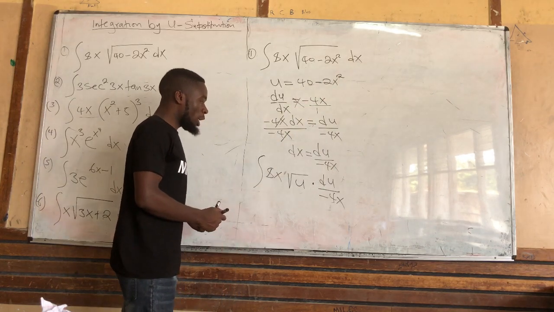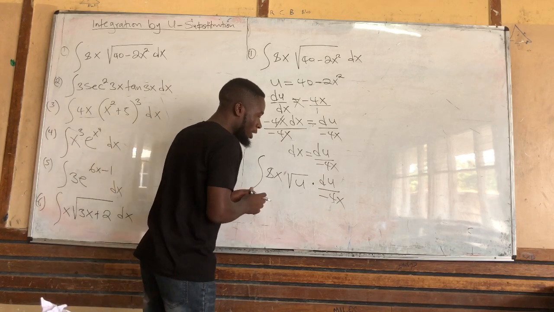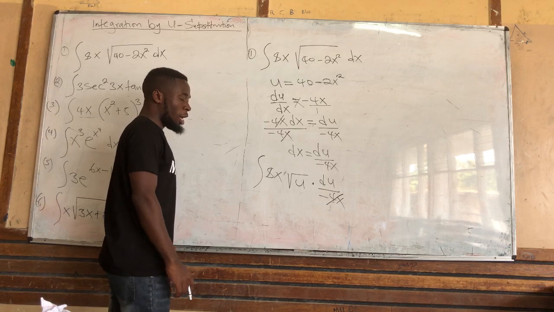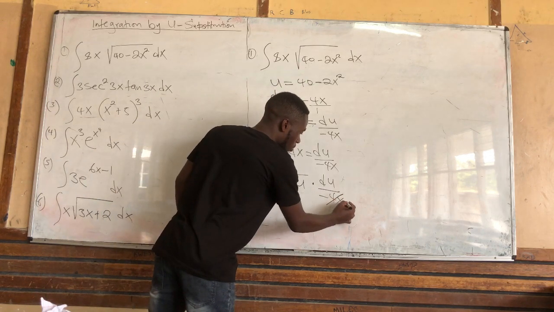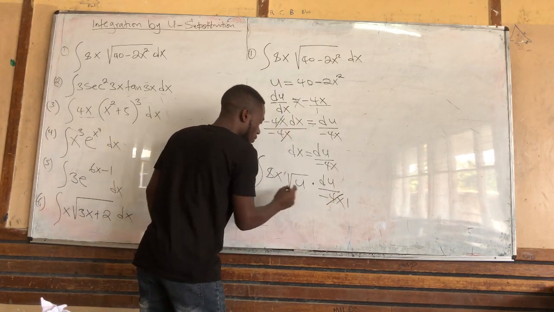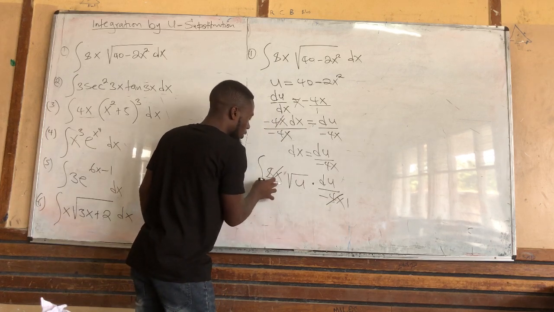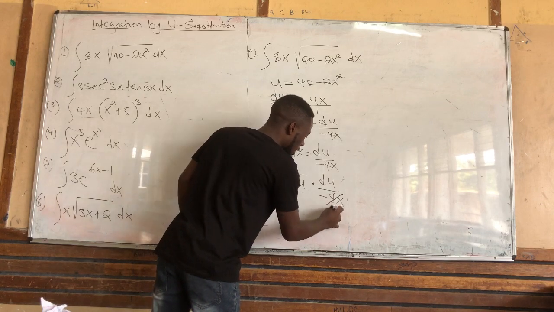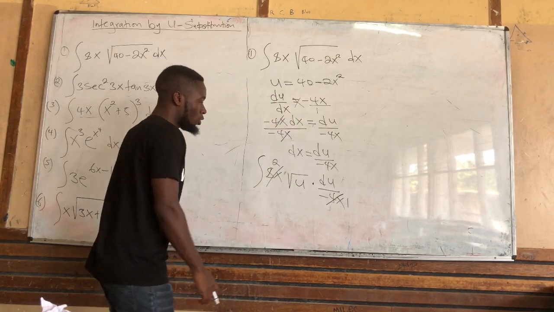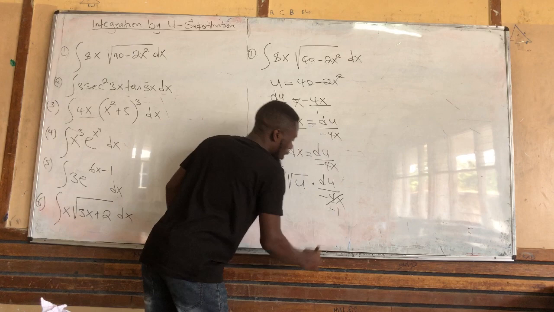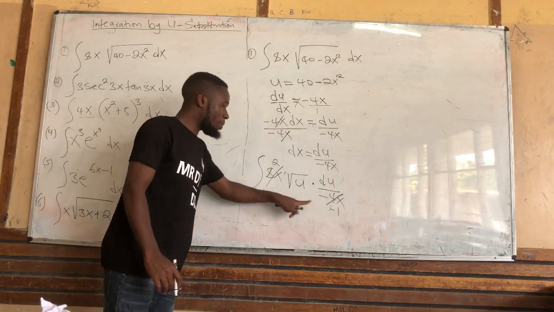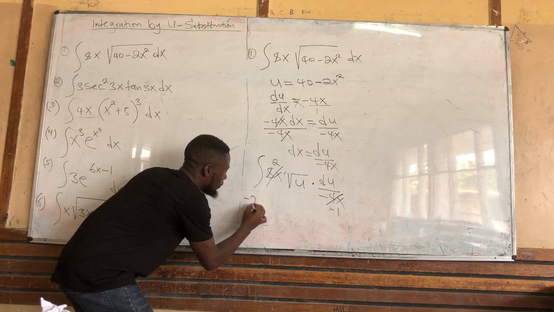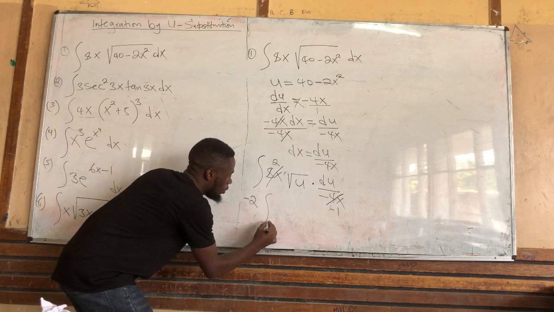What do you do next? From here you can divide: negative 4x into negative 4x will be 1. What about 8x divided by 4x? This will go to 2, and the denominator goes to negative 1. So 2 divided by negative 1 goes to negative 2, which we put outside the integral of what?